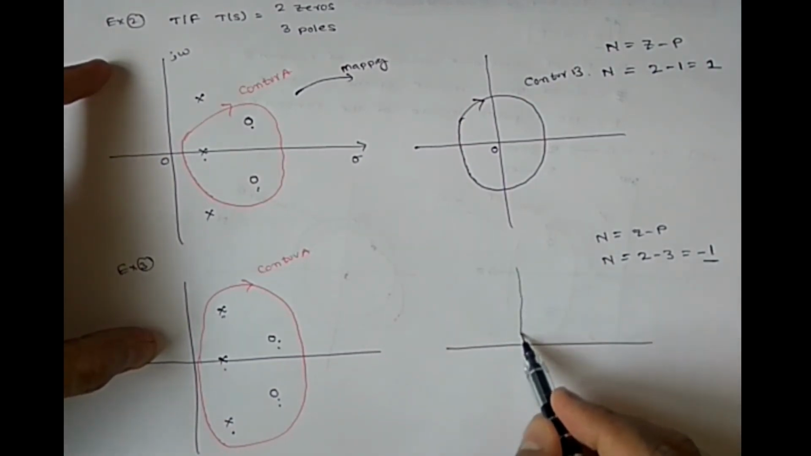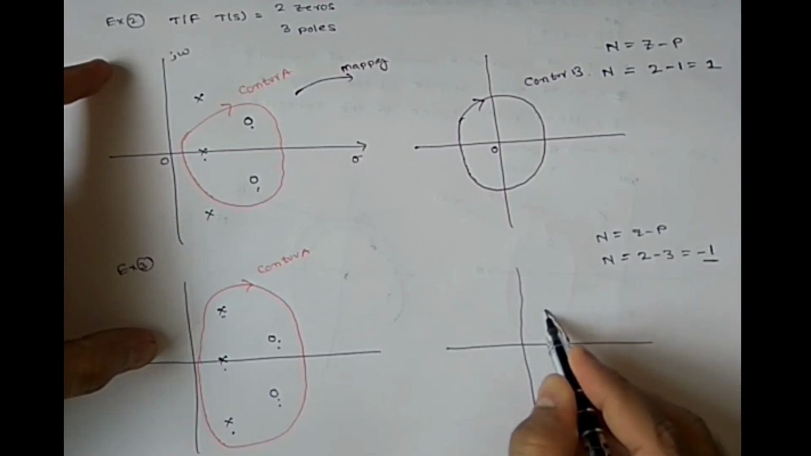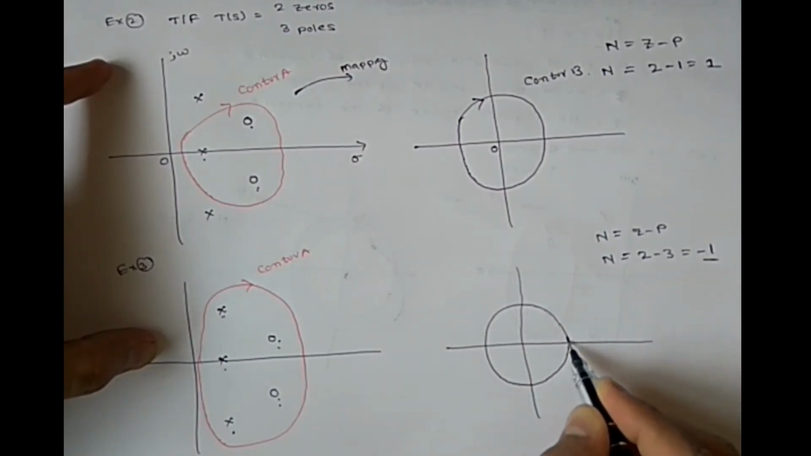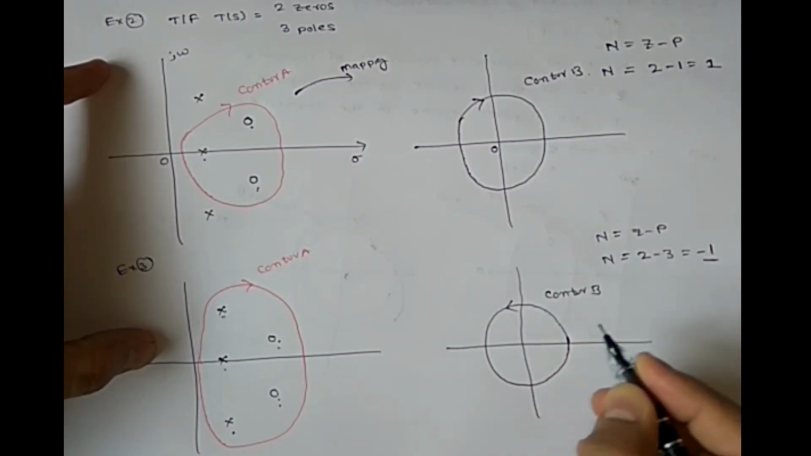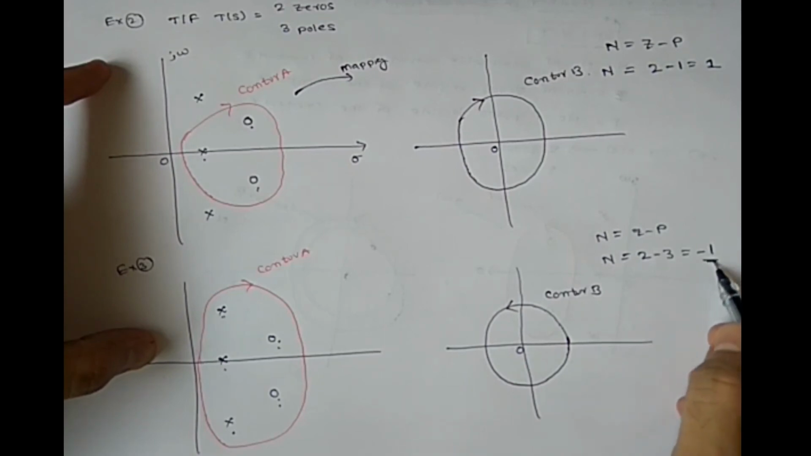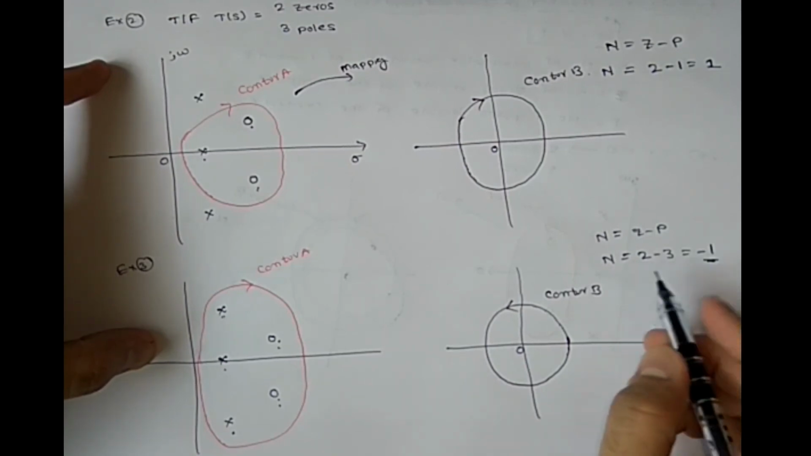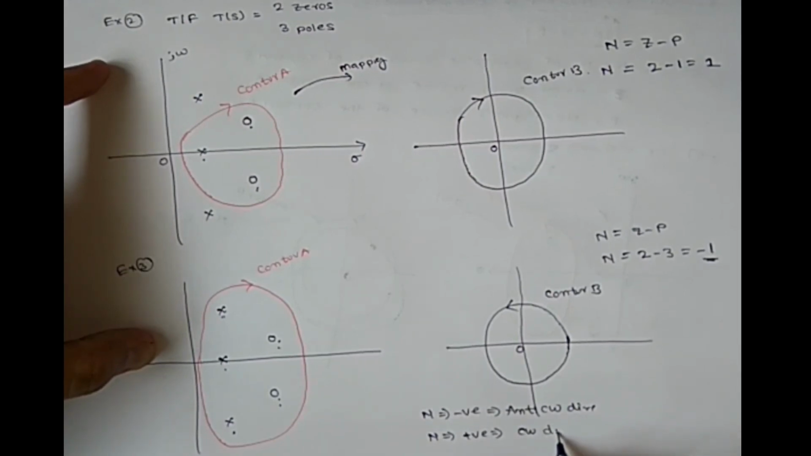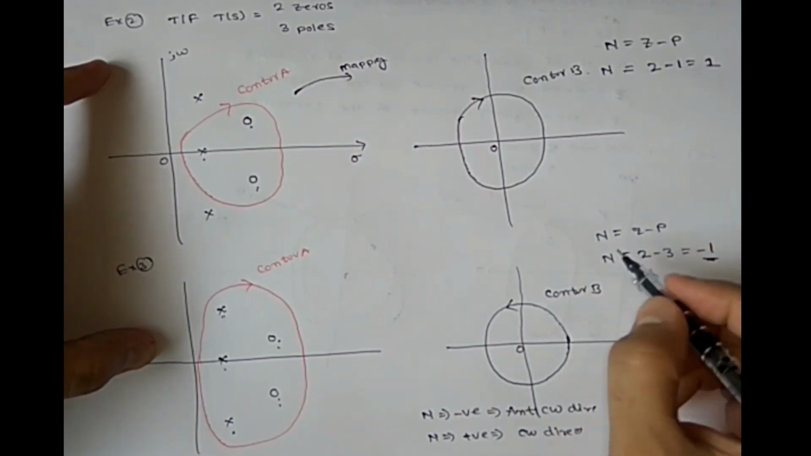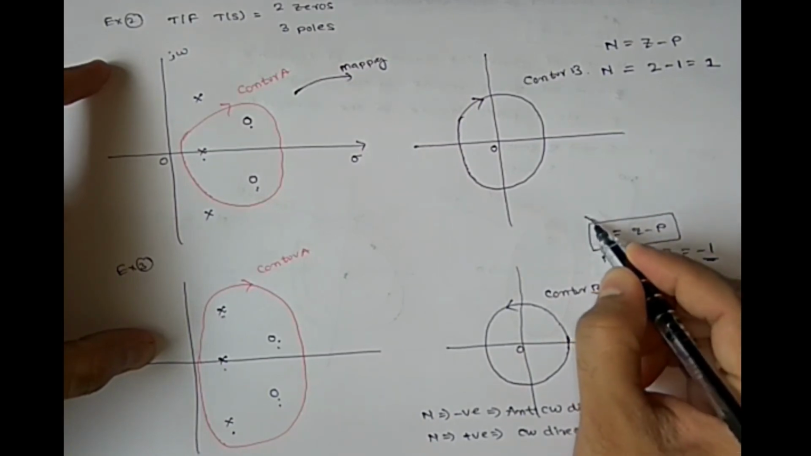So you will have an anti-clockwise contour B. So contour in anti-clockwise direction, because you got -1, right? So a negative value of N indicates anti-clockwise direction. If you get a positive value, that means clockwise direction. So this is the formula N equal to Z minus P. You need to remember.